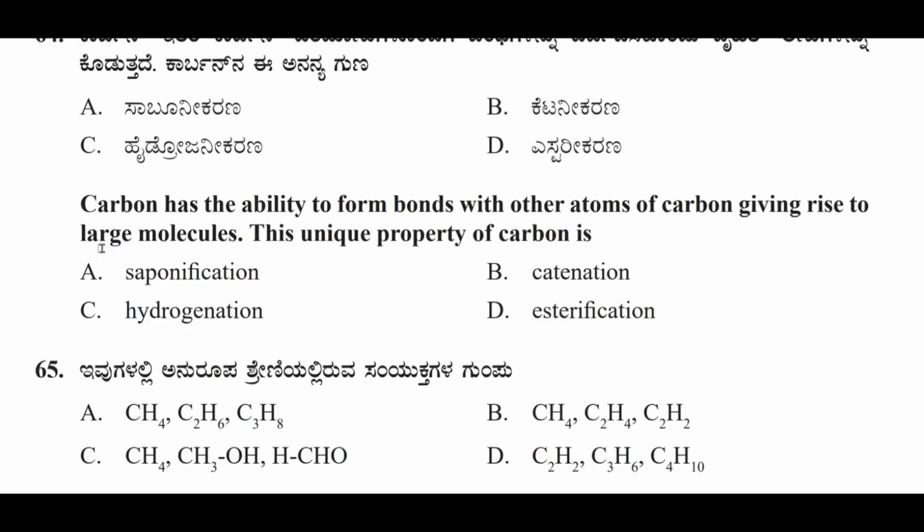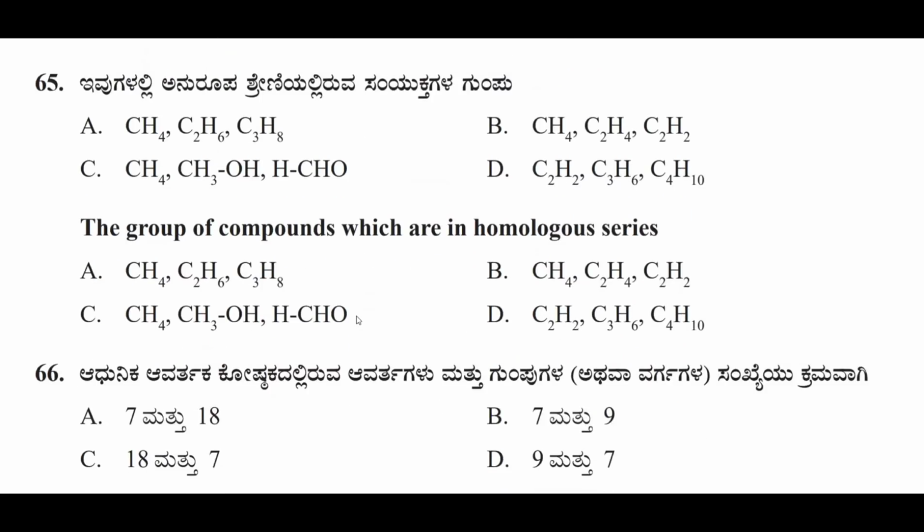Next question. Carbon has a unique ability to form bonds with other atoms of carbon, giving rise to large molecules. This unique property of carbon is called catenation. Therefore, the correct answer is option B, catenation.